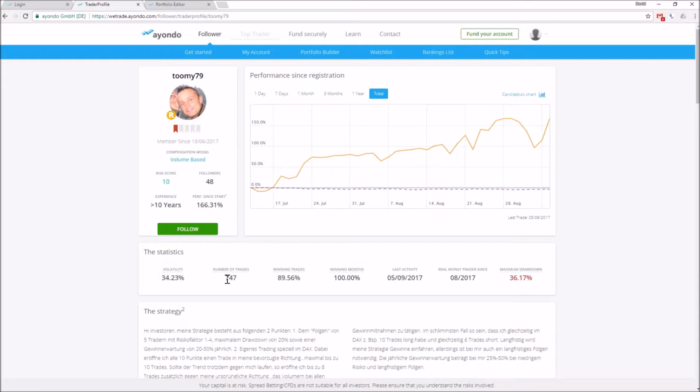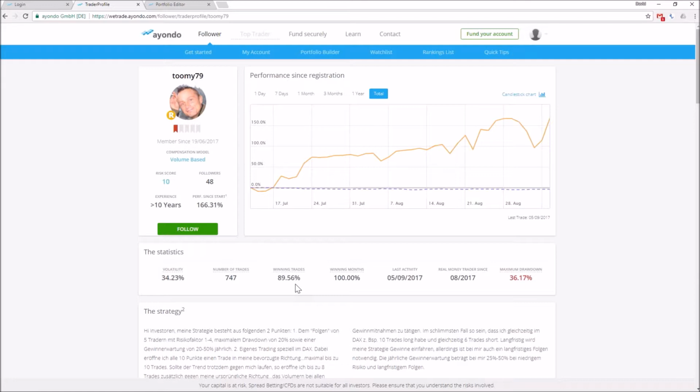So pretty active trader. That's not unusual. So this one's doing a couple of hundred trades a month. It's maybe at the higher end of a lot of traders on the platform, but nothing too ridiculous. Winning trades, 89.5% of trades are winners.